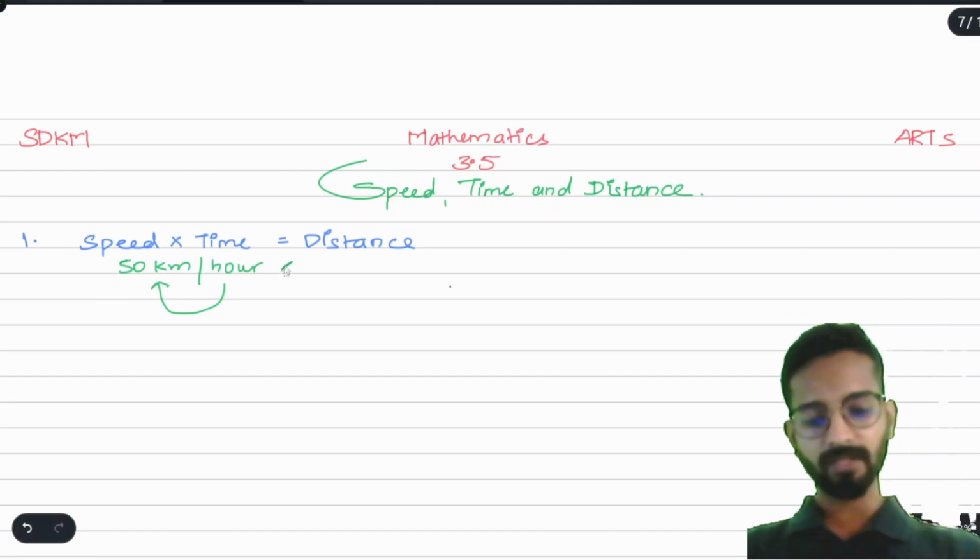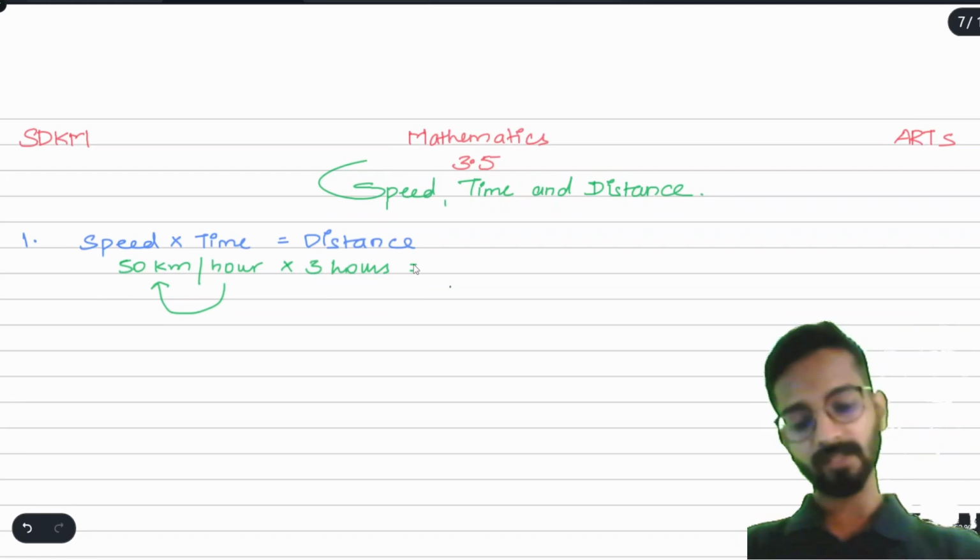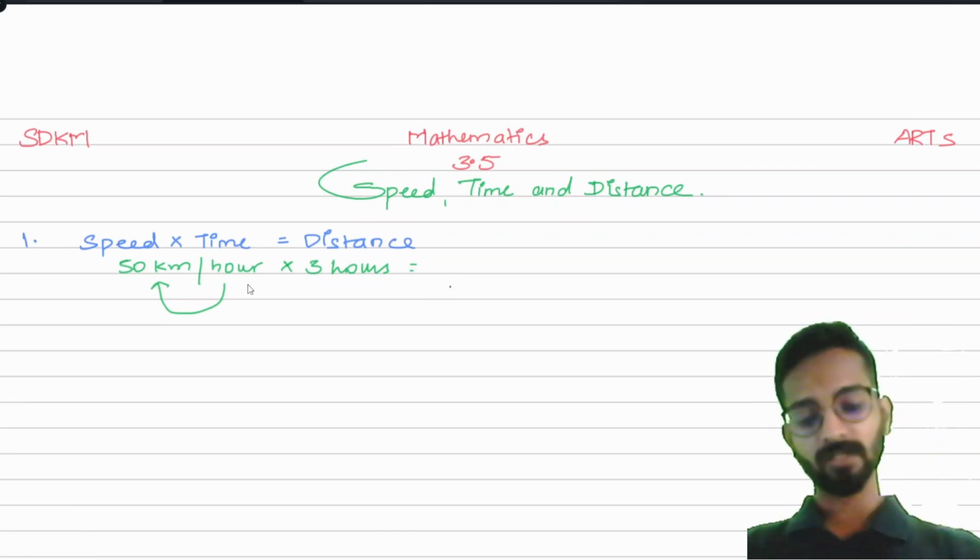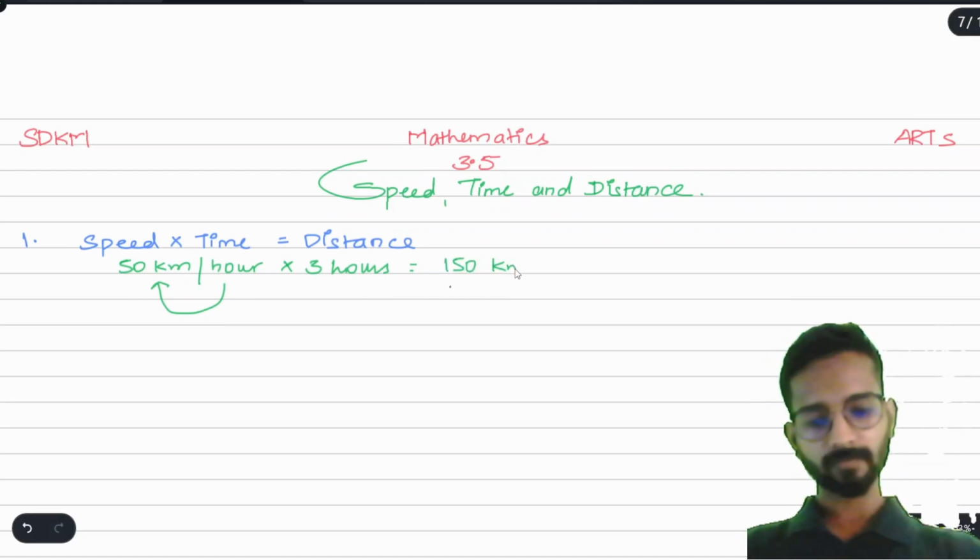If I am traveling for 3 hours, then tell me how many kilometers am I covering? You will say, sir, in 1 hour if you are traveling 50 kilometers, in 3 hours you will be covering 150 kilometers. Very simple. This is how it works.